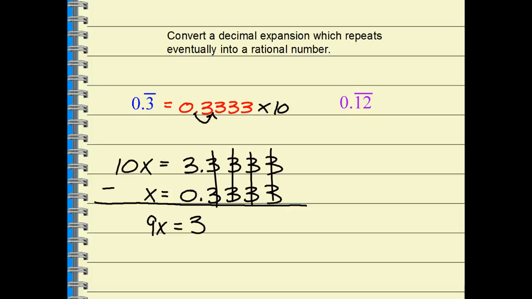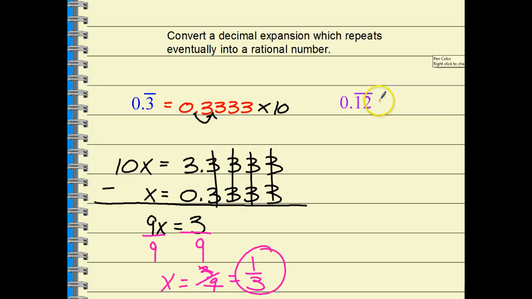All right, so 9x is equal to 3. We're going to divide both sides by 9. It's part of algebra. I think you learned this last year. I hope you learned it last year. So x is equal to 3/9, which can be reduced to 1/3. So the rational number, look, is the fraction 1/3 for this repeating decimal.